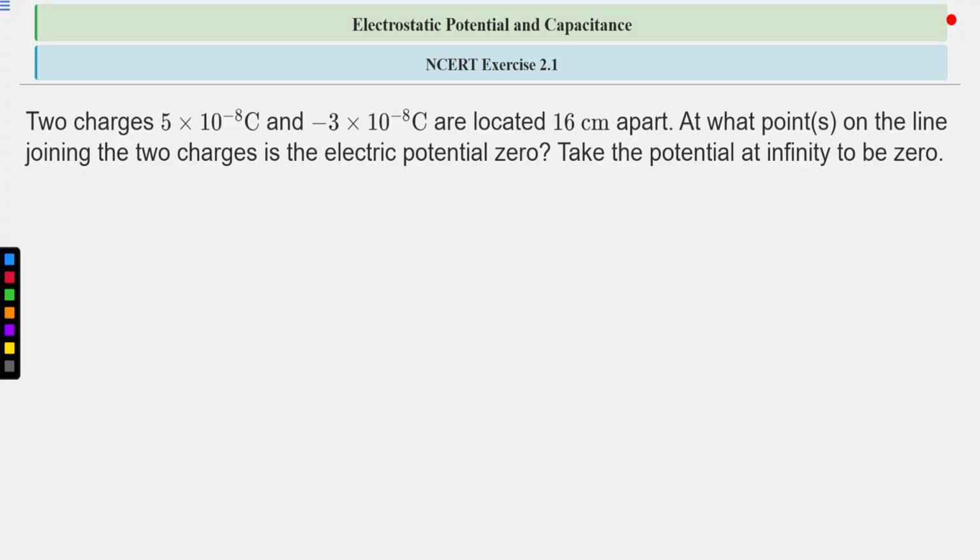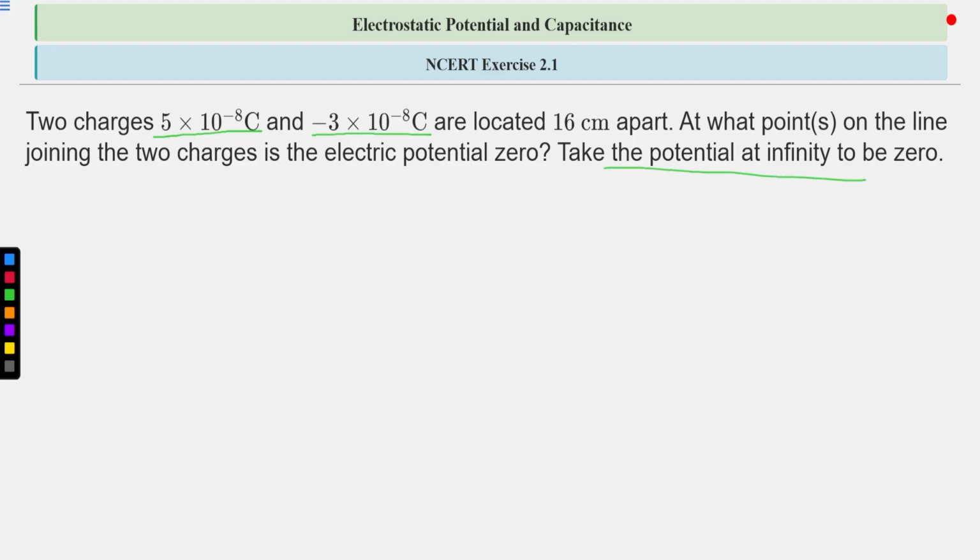So NCERT Exercise 2.1: two charges 5 × 10^-8 coulomb and -3 × 10^-8 coulomb are located 16 centimeter apart. At what point or points on the line joining the two charges is the electrostatic potential 0? Take the potential at infinity to be 0.